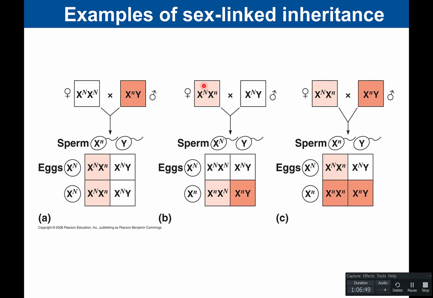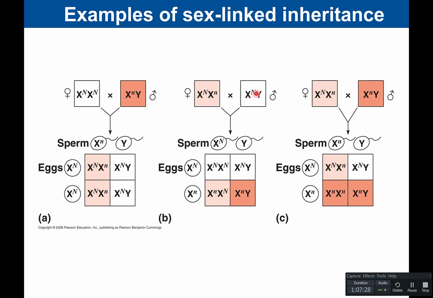Now, let's say we have a female who is a carrier. She is X big N, X little n, and a normal vision male, X big N, Y. So if we fill in our Punnett Square, X big N, Y, X big N, X little n, this is the mom that's a carrier. The probability of having a colorblind son, 1 out of 4, right? Females, there's no possibility because dad has normal color vision.